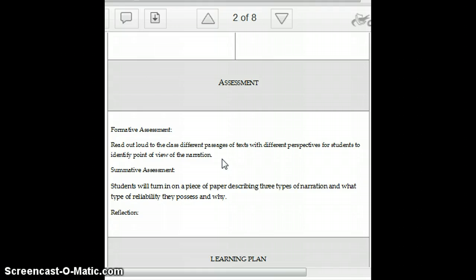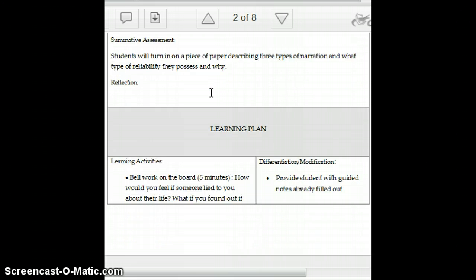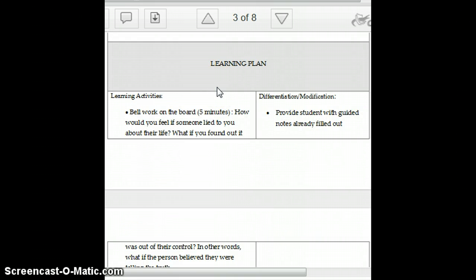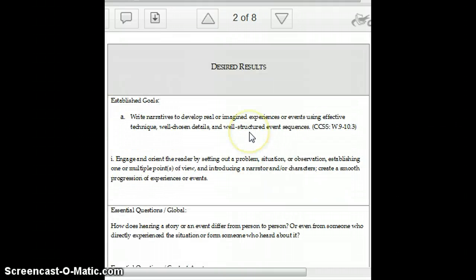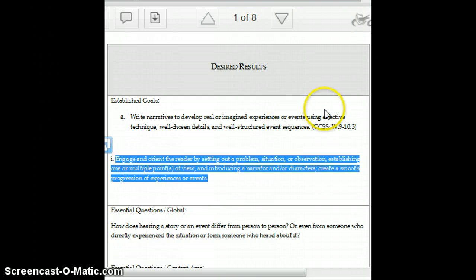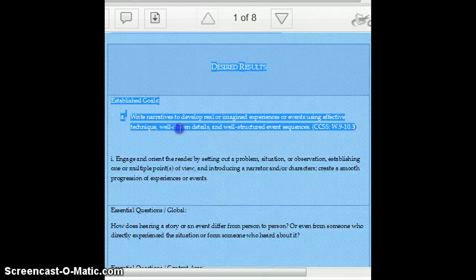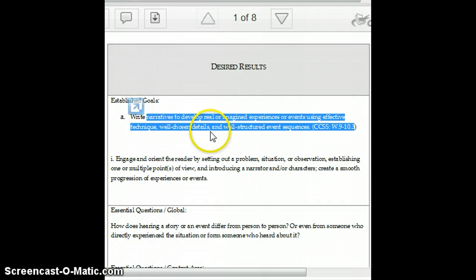Your summative assessment looks good, describing 3 types of narration and what types of reliability they possess and why. I like the fact that you included some differentiation and modification. I did have an overall concern, though. I'm going to scroll back up to the top. Hope that doesn't make you dizzy. So, our established goal is to write narratives to develop real or imagined experiences, and our goal is that we're writing a lesson plan that helps the kids write. And so you want to help the kids write in such a way that engages and orients the reader. You want to help the kids write in such a way that they're developing experiences and events.